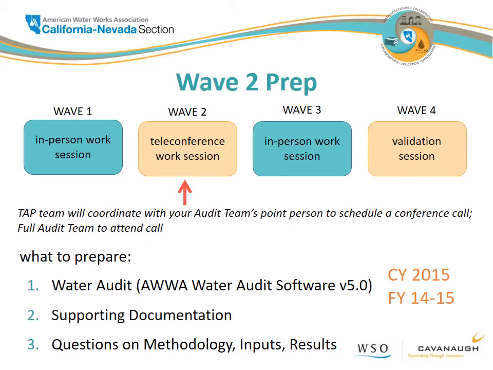Remember, this Wave 2 work session is a one-to-one work session, whereas the Wave 1 was a one-to-group, where we had teachers in a class environment doing the work session with many utilities. Wave 2 is a phone call specifically between the expert team and your water audit team. So we'll be able to talk specifically about your utility.